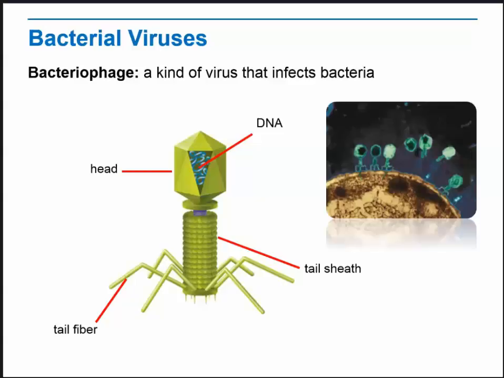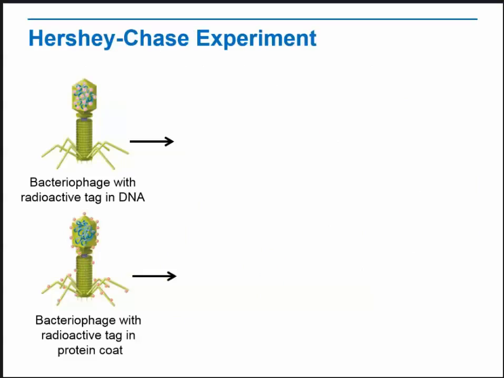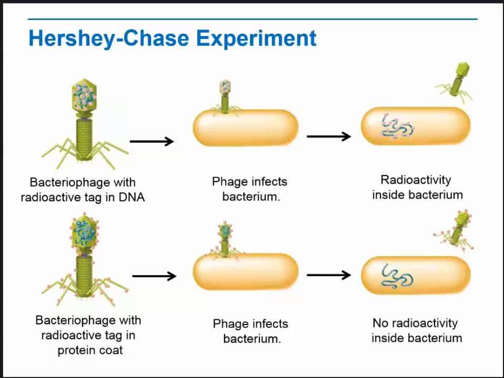Here's a micrograph showing a bacteriophage, green in color, invading an E. coli bacterium, the gold-colored cell. Alfred Hershey and Martha Chase used different radioactive markers to label the DNA and proteins of bacteriophages. The bacteriophages injected only DNA, not proteins, into bacteria cells. Once the phages infected the bacterium, they noticed radioactivity inside the bacterium that had the radioactive tag in DNA, but there was no radioactivity inside the bacterium with the radioactive tag in the protein coat.